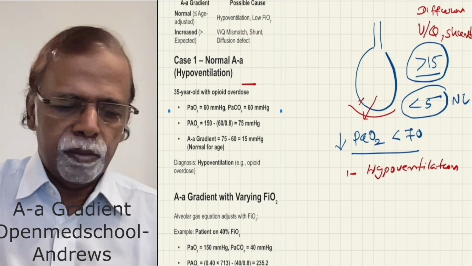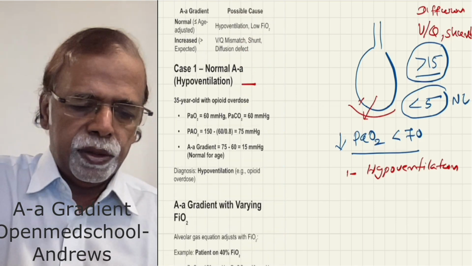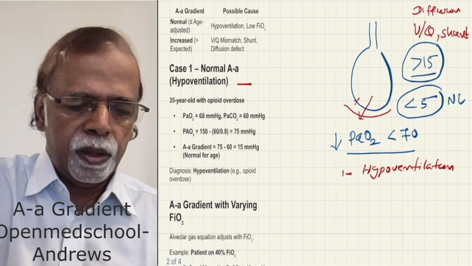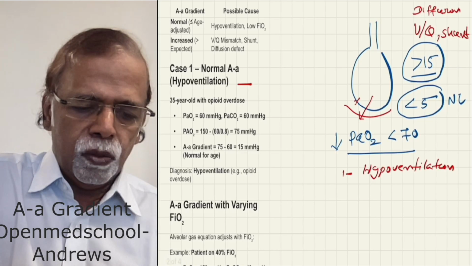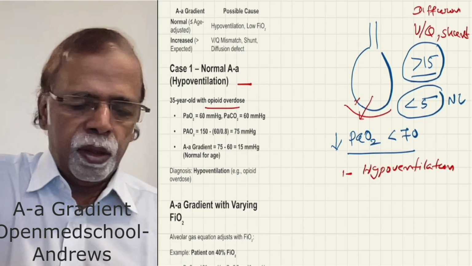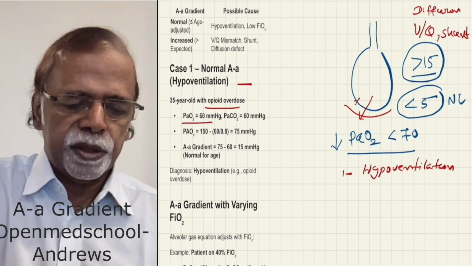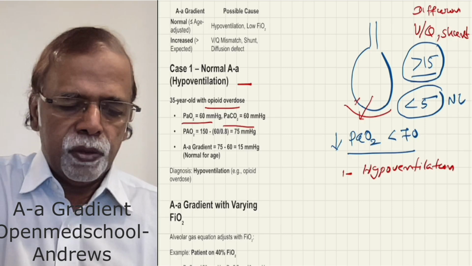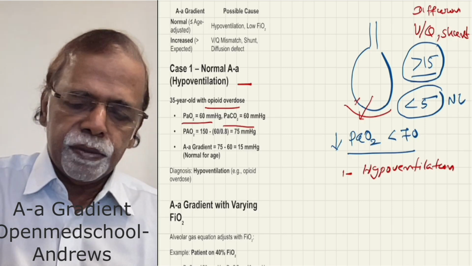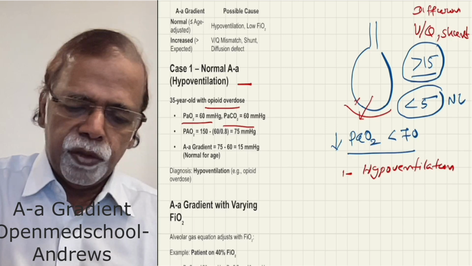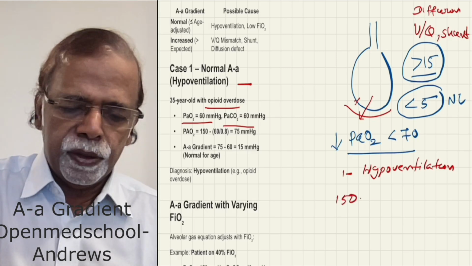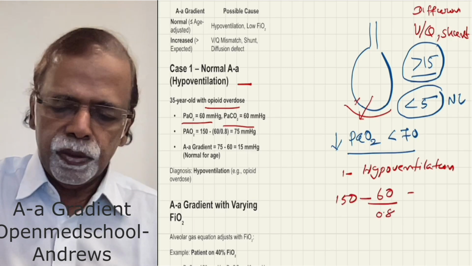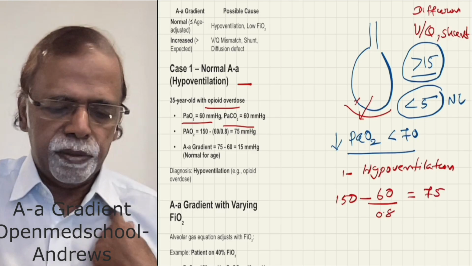So let us take an example. This is a 35-year-old patient admitted with opioid overdose. PaO₂ is 60, that means that's hypoxemia. PaCO₂ is 60. So what will be the PAO₂ by calculation? What we have already said, 150 minus 60 divided by 0.8. It comes to 75 millimeters of mercury.